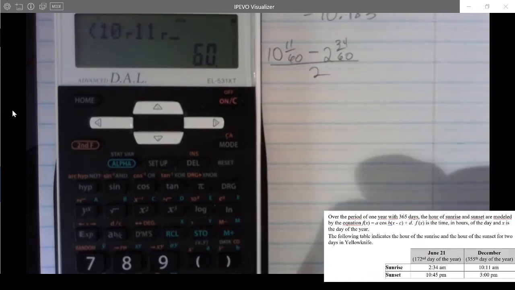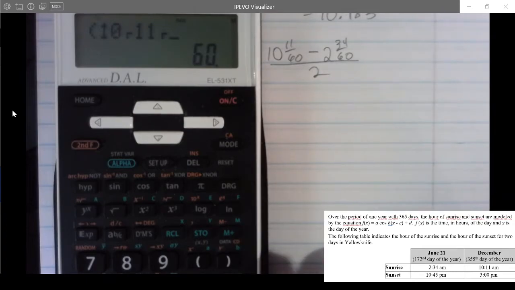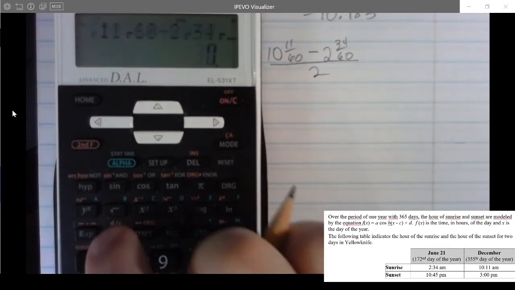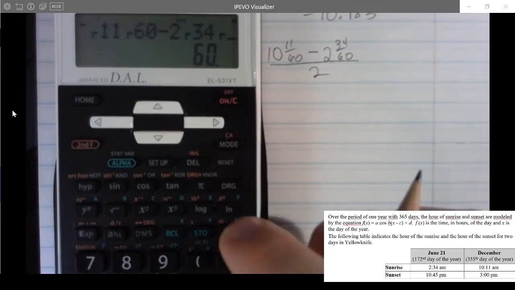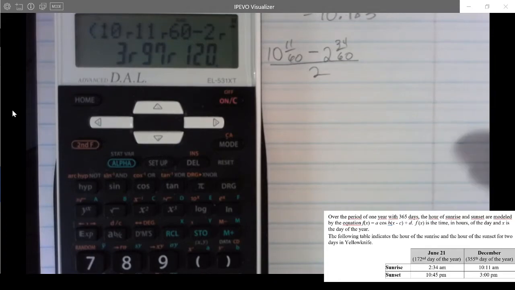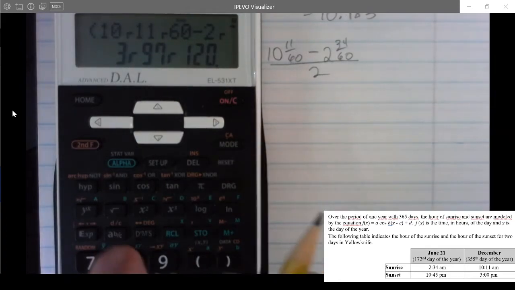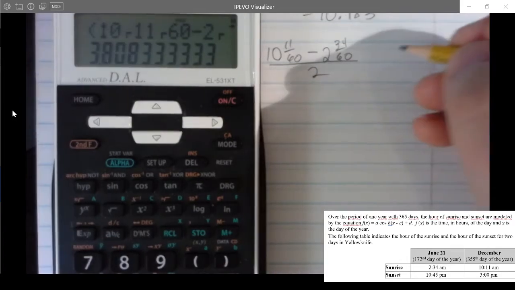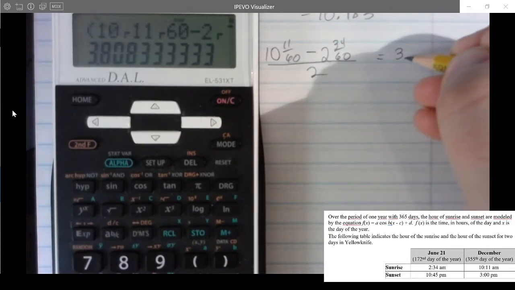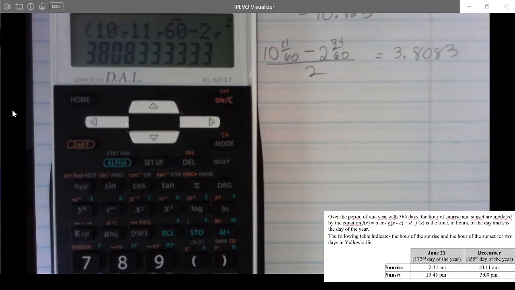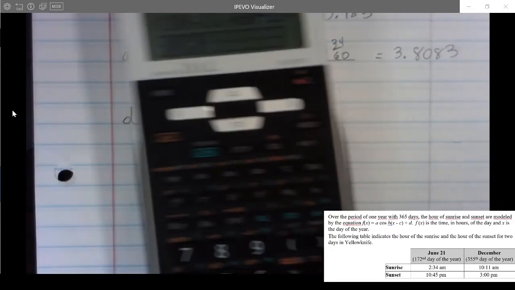If you've never used your fraction button before, that's what fractions look like when you punch them in on a calculator. Minus 2 and 34 over 60. Close the bracket, divide by 2, and there we go. Again, it gives me a fraction. I want a decimal, so you just hit the fraction button and it toggles you to a decimal, and that's the number they have. 3.8083. I'll round it to 4 places. So that was my A number.